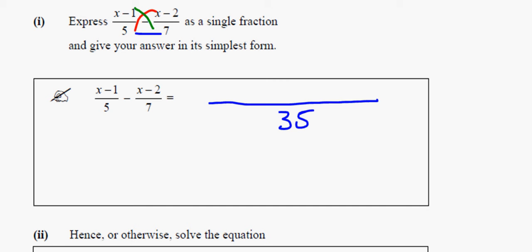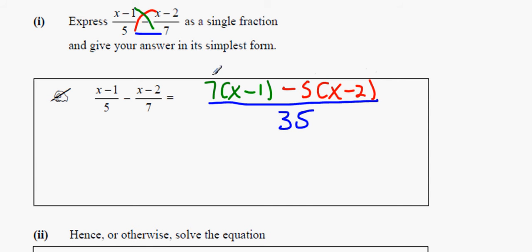The next part is going to be the green arrow, 7 multiplied by x minus 1. The next part here is going to be the red one, which is minus 5 into x minus 2. We're going to multiply these out now.